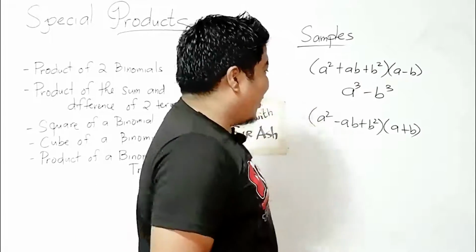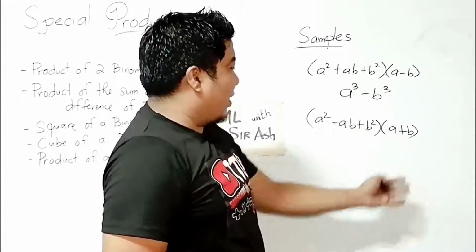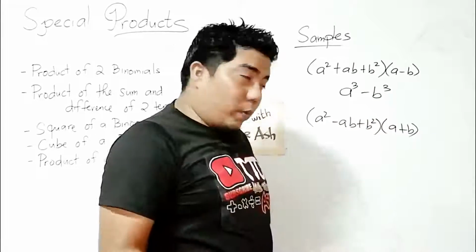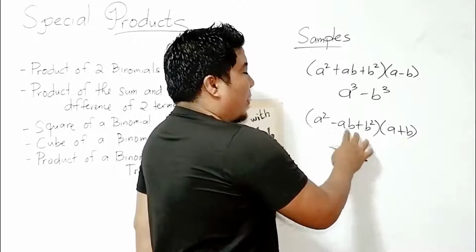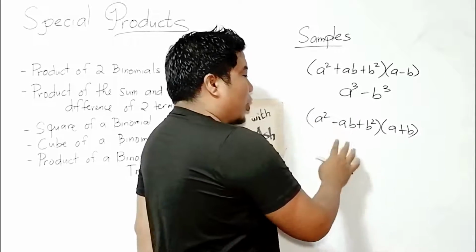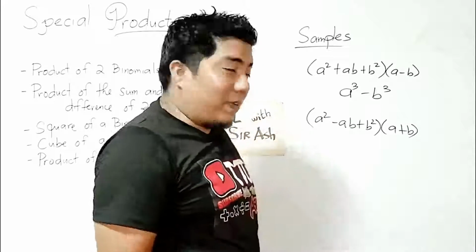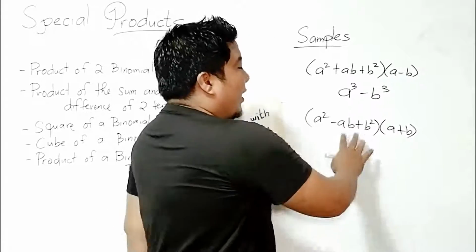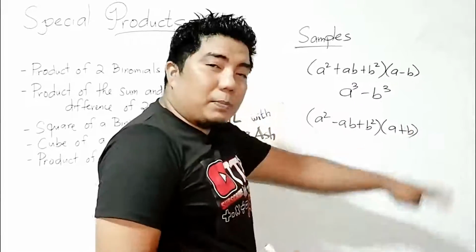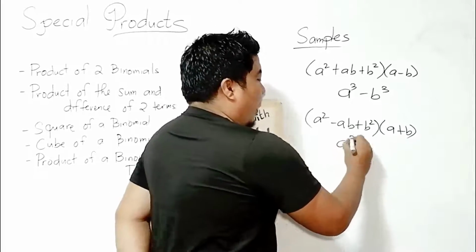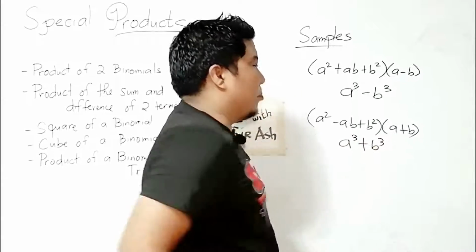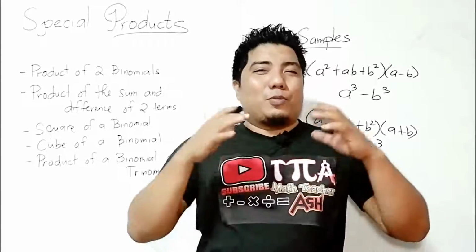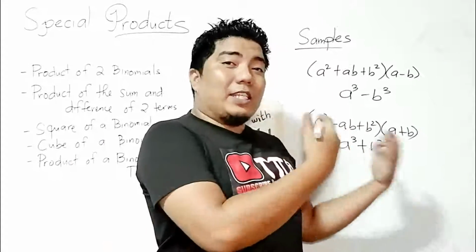Okay? But, if you encounter this kind of scenario where your first term and your last term is squared, and then your middle term is a subtraction or a negative value of the product of the two terms, and then it is multiplied by the binomial a plus b, then this will become a cubed plus b cubed. Okay? So now let us try to consider an example for you to really know where this can be applicable.